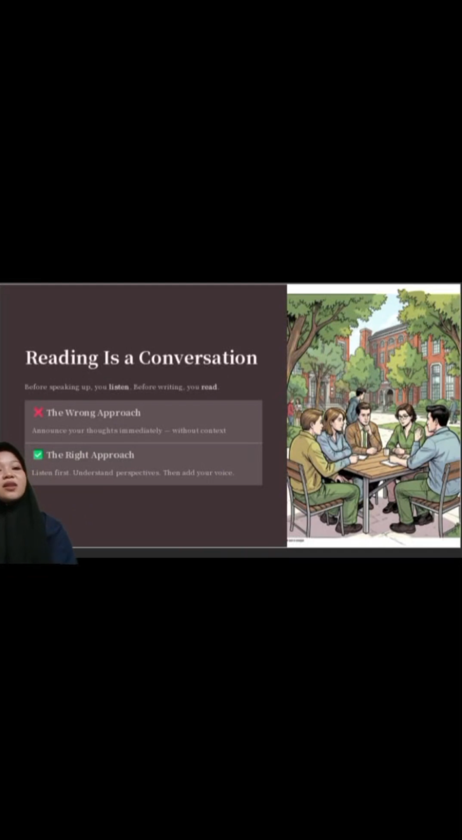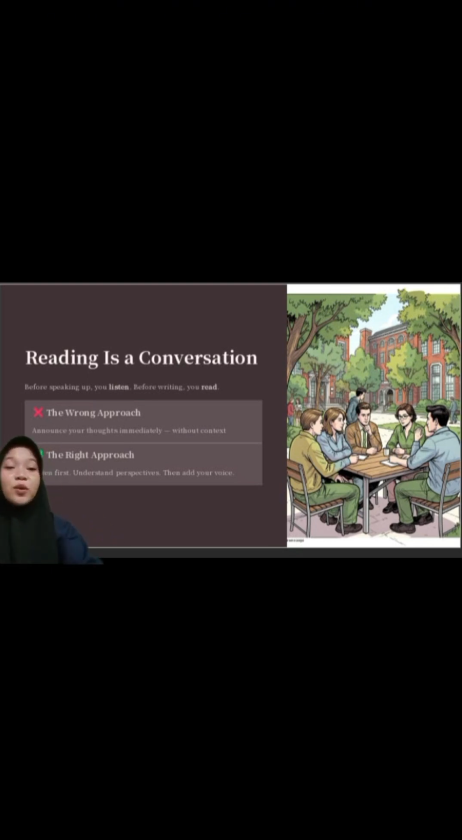And the second one will be discussed about reading is a conversation. The first idea in critical reading is that reading is conversation. Before we speak in a conversation, we usually listen to other people first. In the same way, before expressing our opinions, we need to read and understand what others have said.